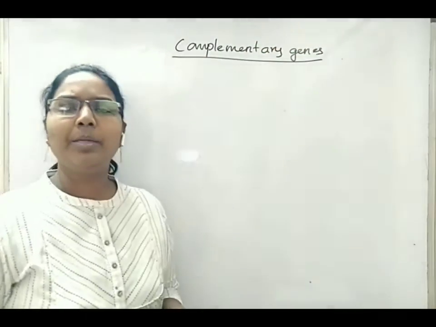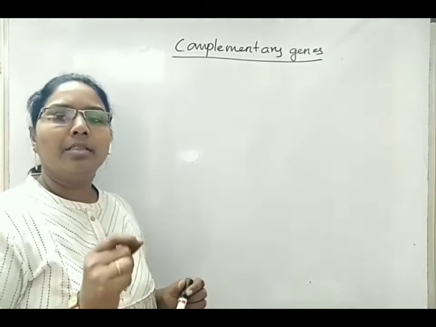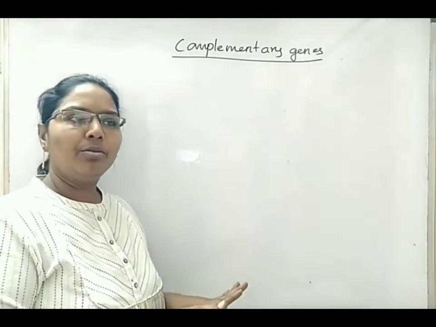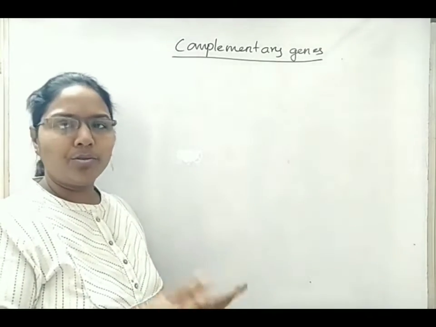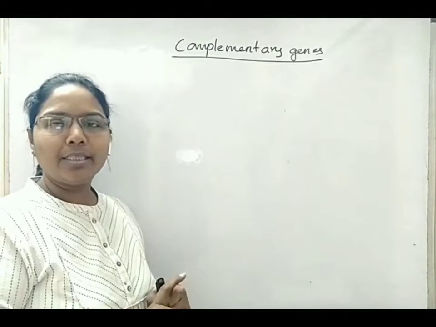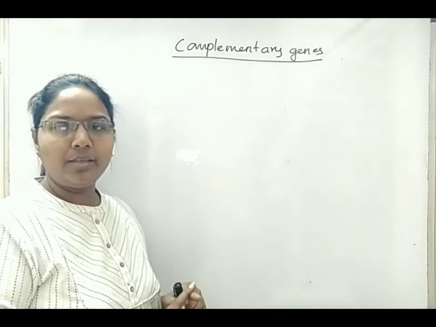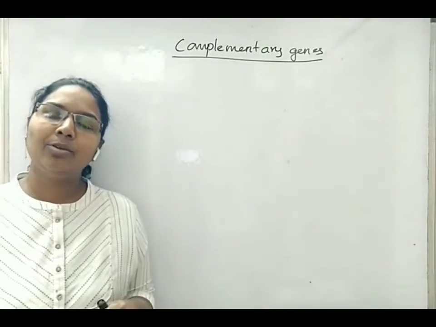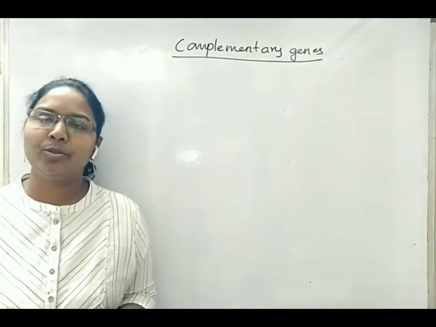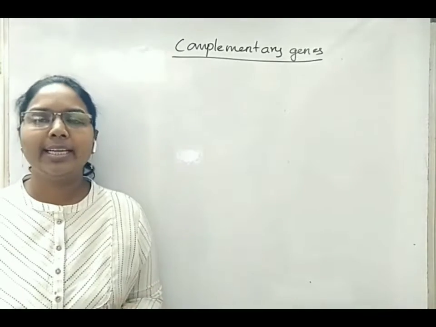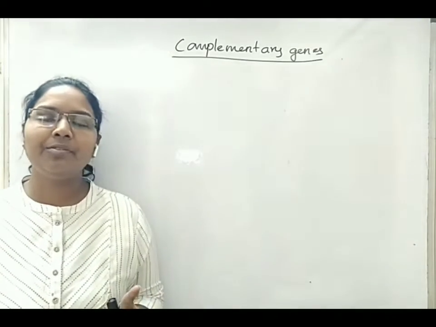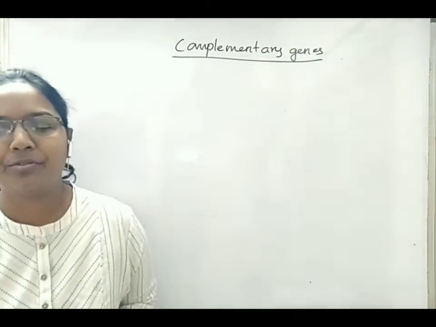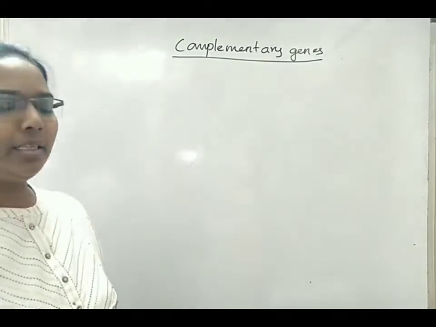Now, complementary genes are those that get expressed only in the presence of two paired alleles of two different chromosomes. If one allele pair, or one allele of one chromosome in a homologous chromosome, is present, then only another allele of another chromosome of a homologous chromosome will get expressed. If one type of allele is absent, another type of allele cannot get expressed. Such genes are called complementary genes.